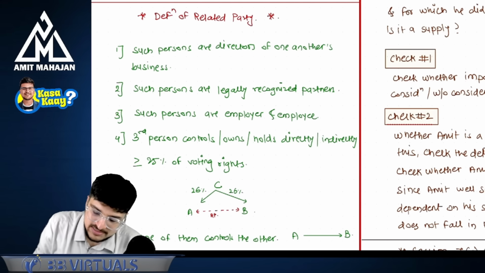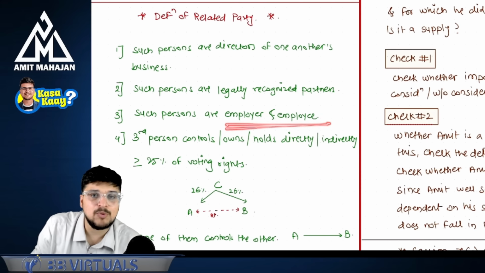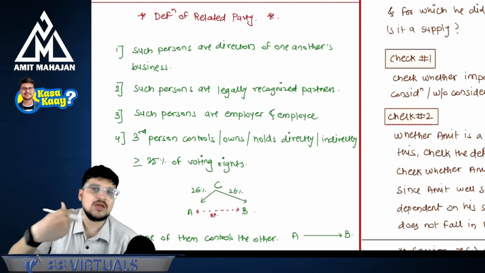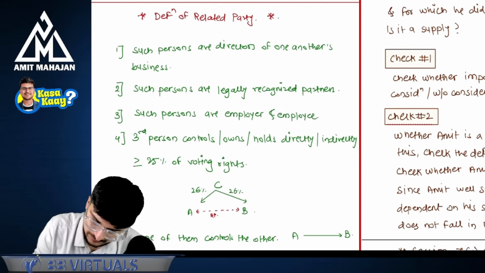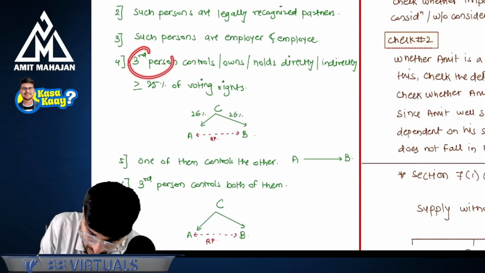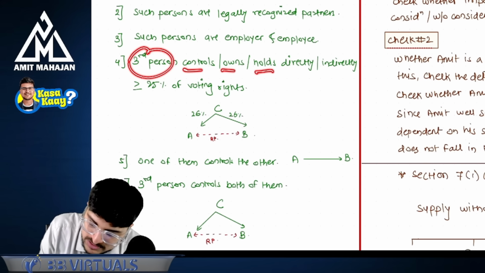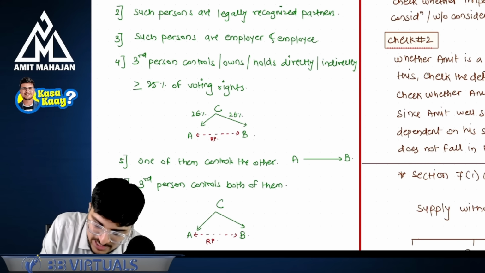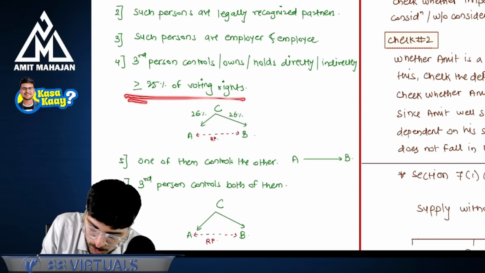Point number 3. Such persons are employer and employee. I'm the employer, you are the employee, we both are related parties. A third person controls, owns, holds, directly or indirectly, equal to or more than 25% of the voting rights.